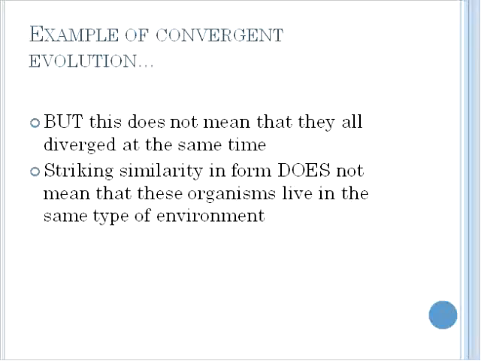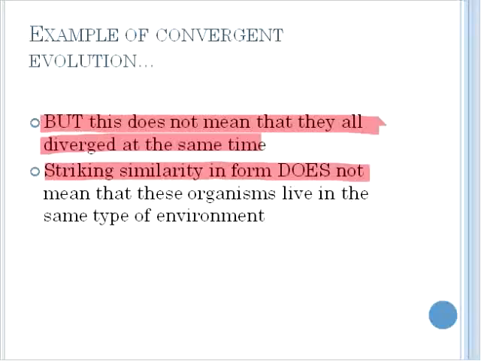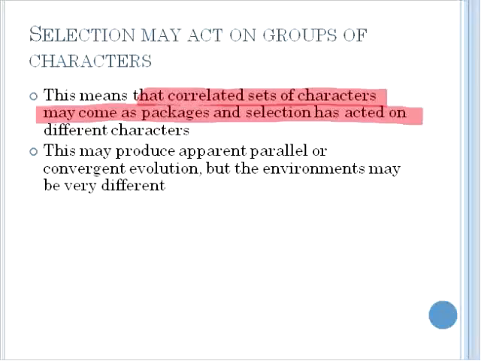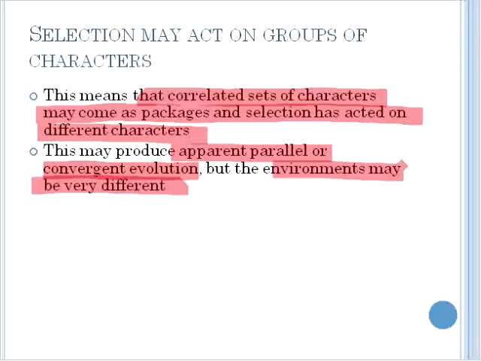Yet this does not mean that they diverged at the same time. And a strikingly similar form does not necessarily mean they lived in the same type of environment. It does, however, mean that correlated sets of characters might have come as packages and selectors acted on different characters. It might produce what looks like parallel or convergent evolution, but the environments could, in actual fact, be very different.